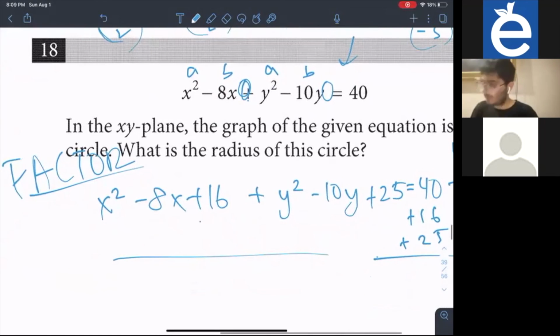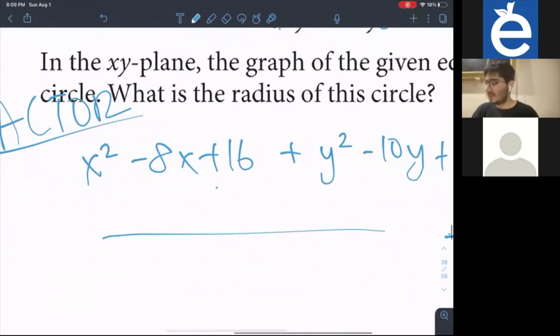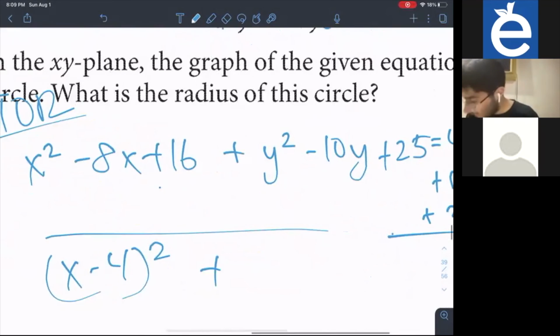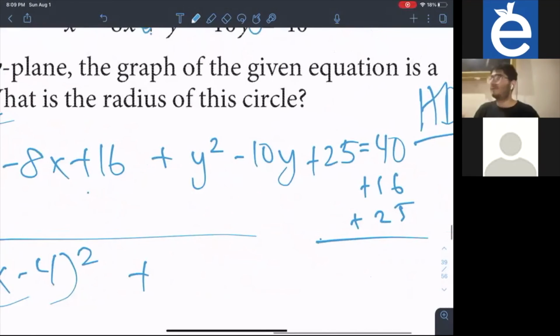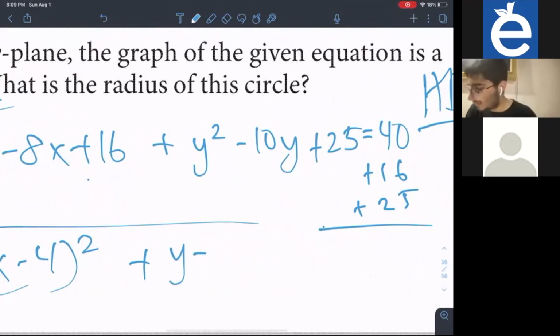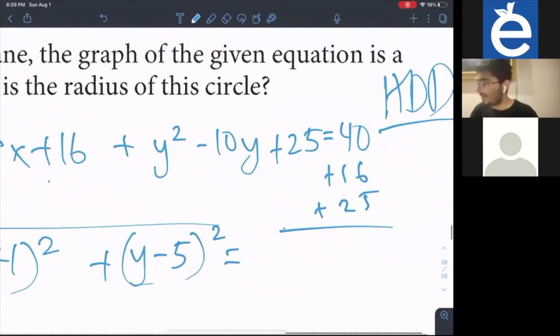So we have to find a perfect binomial that would get squared to get x squared minus 8x plus 16. So that would be x minus 4 squared. Plus, what's the binomial if you square it that would give you y squared minus 10y plus 25? So it would be y minus 5 squared. And then you just add the other side.